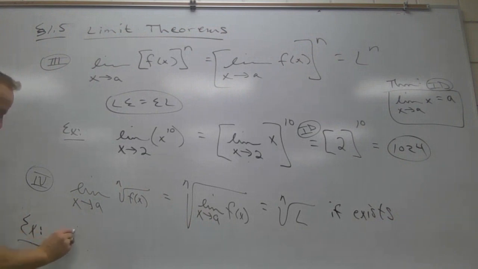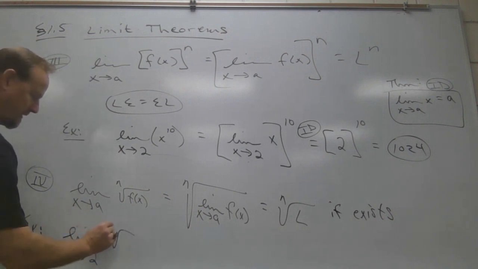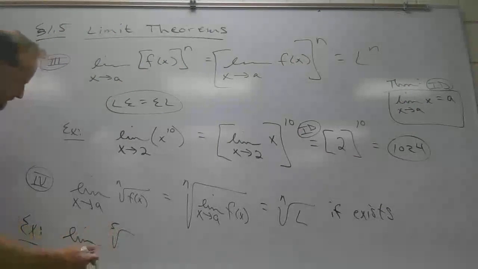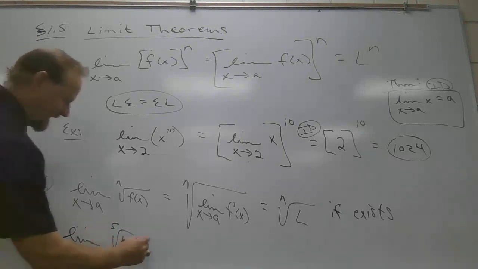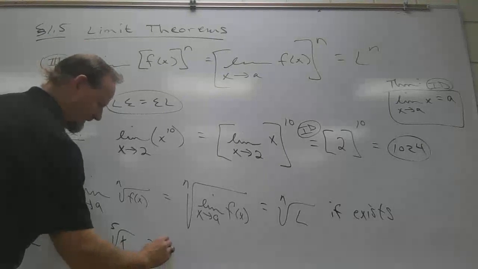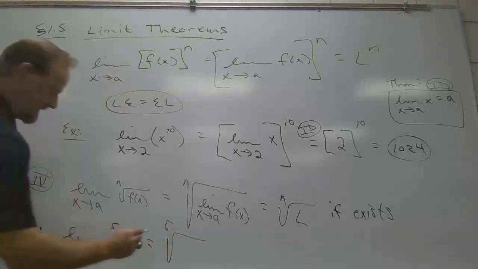If I have the limit as x approaches 32 of the fifth root of x, okay? What's that going to equal? That's going to be the fifth root of the limit as x approaches 32 of x, right?